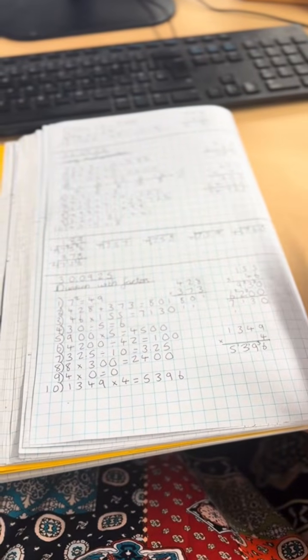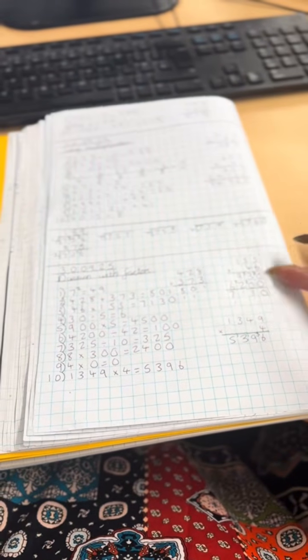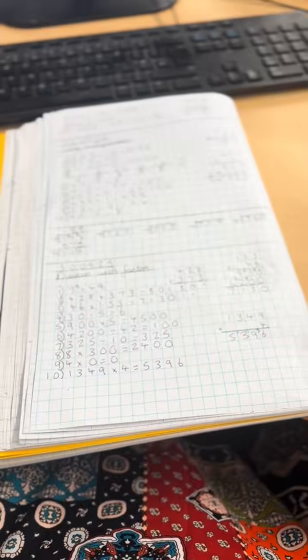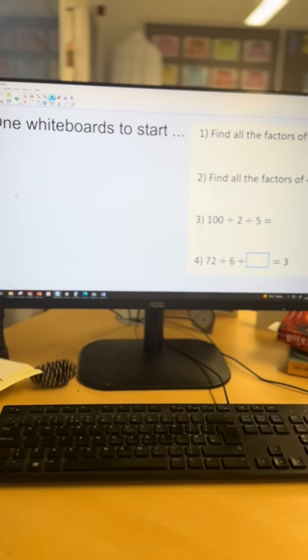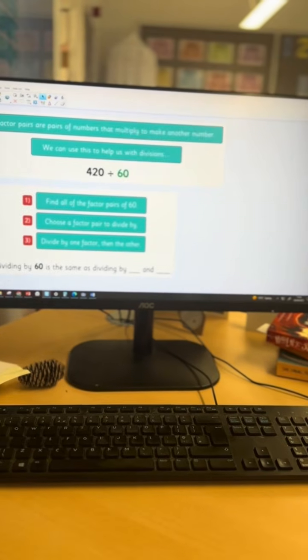This I always find is really good for highlighting presentation, modelling those examples, showing them how to do the working out and how to set it out in their book. My input is then usually a mix of questions. So obviously we did whiteboard ones to start here, had a discussion of what factors are.